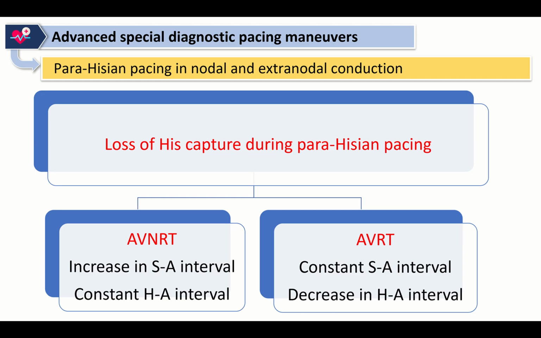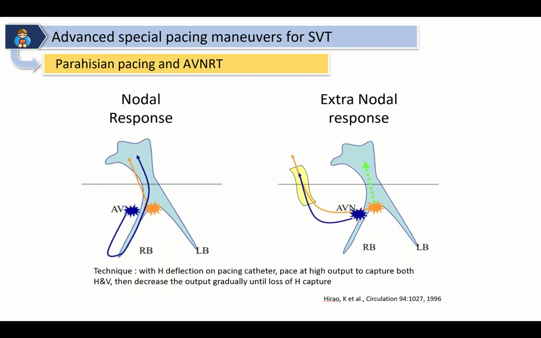When you lose His capture during para-Hisian pacing, if it's AVRT, you will find stem to A interval fixed when you lose His capture. However, HA interval will decrease. In AVNRT, it's a different scenario. Stem to A interval will increase dramatically when you lose His capture. However, HA interval will be fixed because of nodal conduction. So let's go to this illustration.